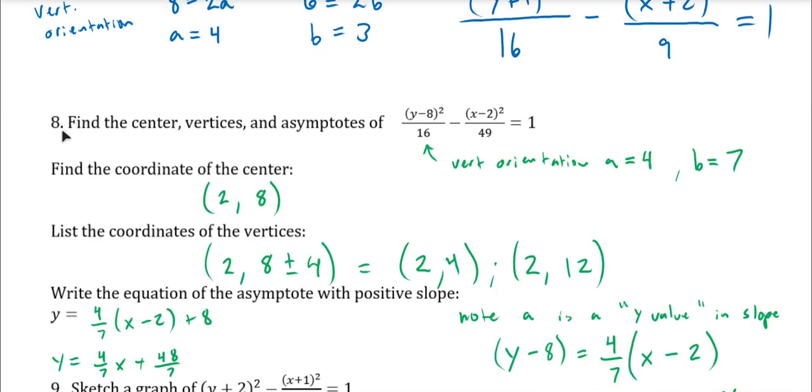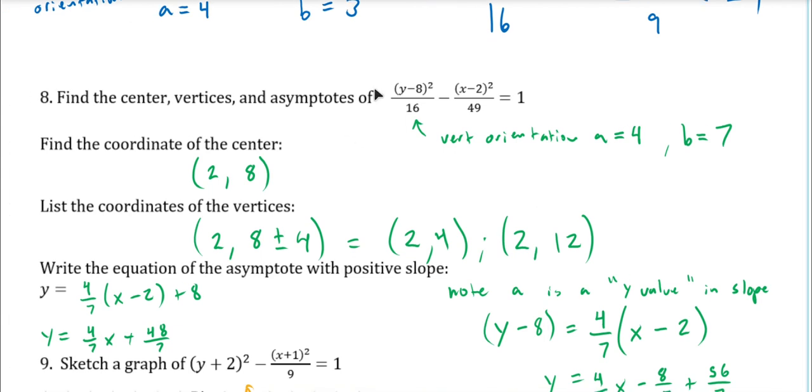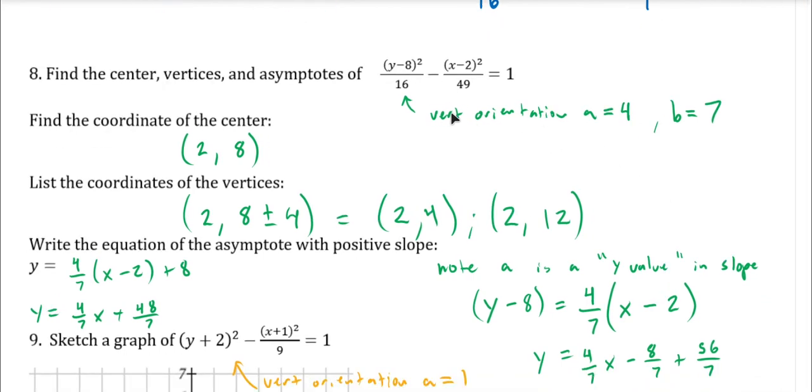That's our equation. Number 8 asks us to find the center, vertices, and asymptotes of the following equation. We note from this equation that it has vertical orientation, because y is the positive term, that a is equal to 4, which is the square root of 16, and b is equal to 7, or the square root of 49. So we can read off that the center is at 2, 8 from noticing our h and k respectively. And if this is vertically oriented, we're going to add a to the y value to get to the vertices, to make this go up and down. So we find the points 2, 4, and 2, 12.